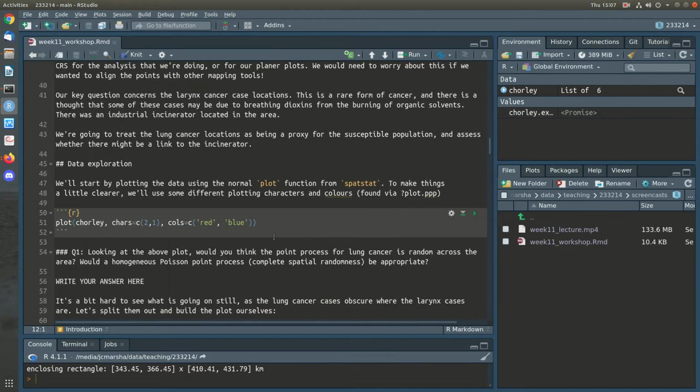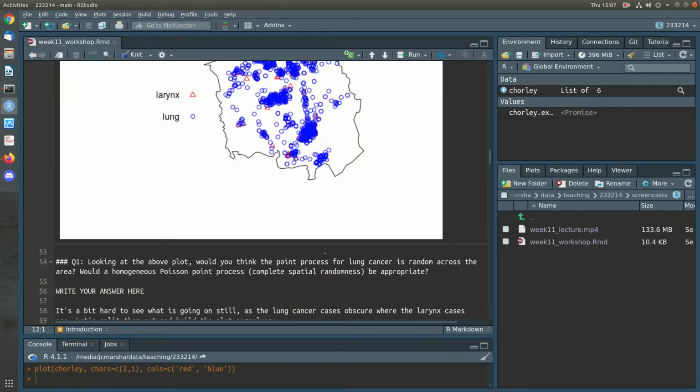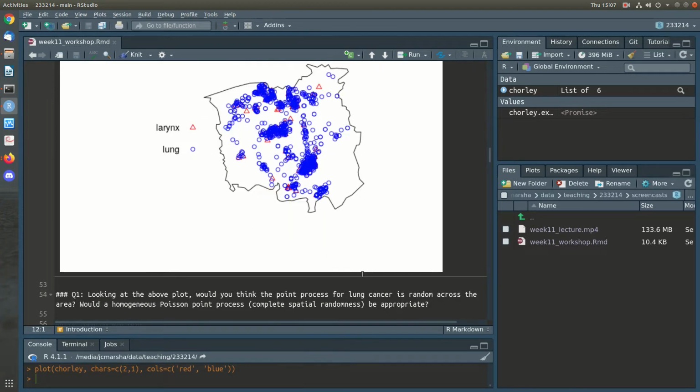We're going to start by exploring the data just using the plot tool. If we plot the Chorley dataset, we get this here. You can see that we have lots of cases of lung cancer around this irregular polygonal region, and then we've got some cases of larynx as well. It's a little bit hard to see what's going on here, largely because the blue is often on top of the red.